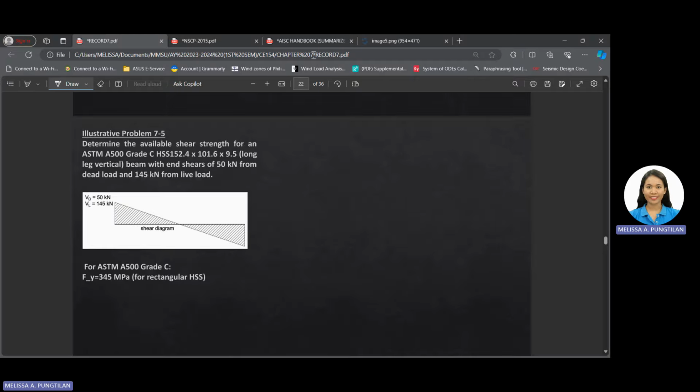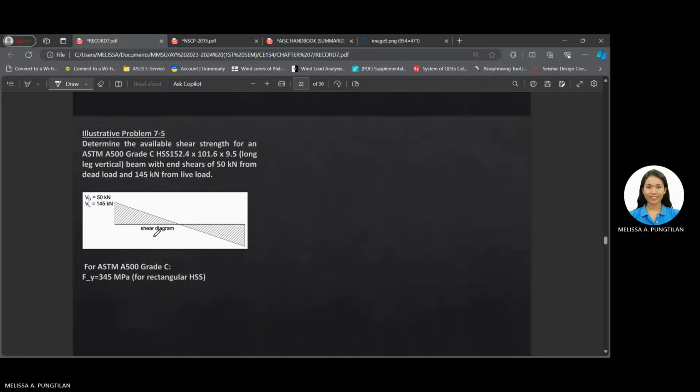Determine the available shear strength for an ASTM A500 Grade C, HSS 152.4 by 101.6 by 9.5, in which the long leg is vertical, with end shears of 50 kilonewton from dead load and 145 kilonewton from the live load. Okay. So, this is an HSS. Then, it also gave an end shear of 50 kilonewton dead load and 145 for the live load.